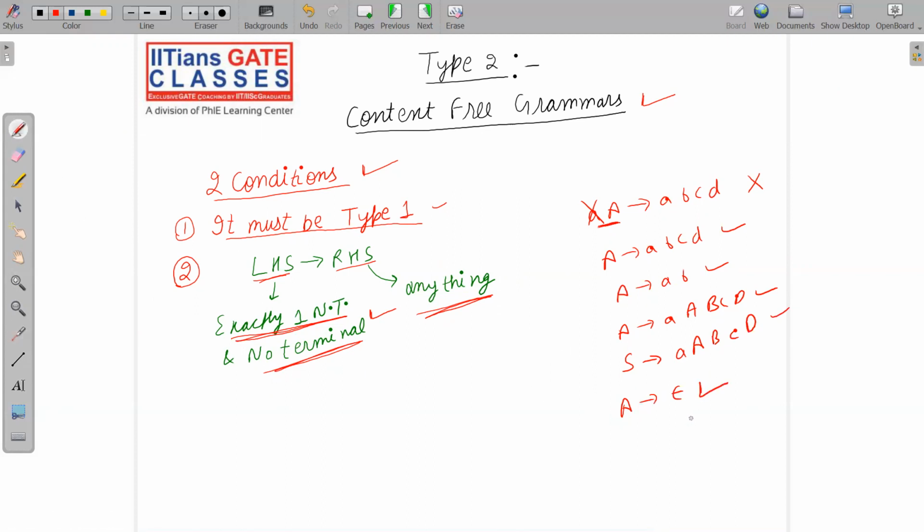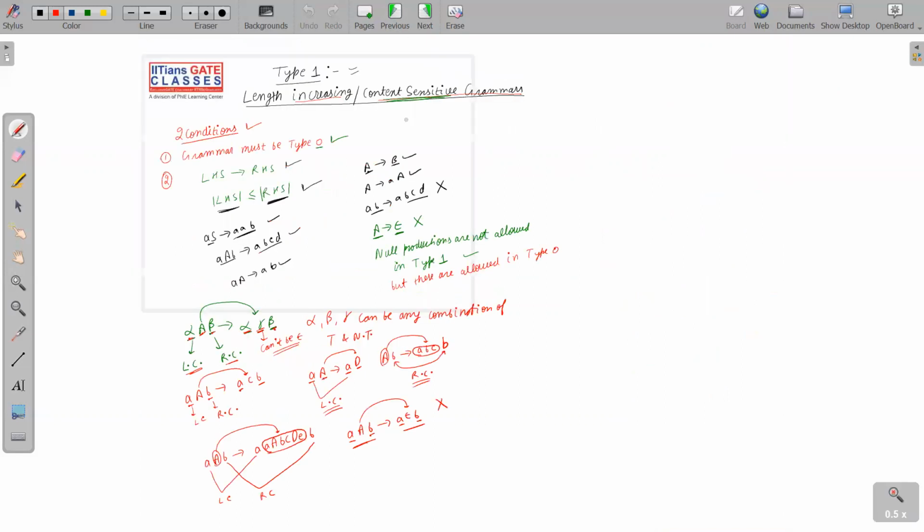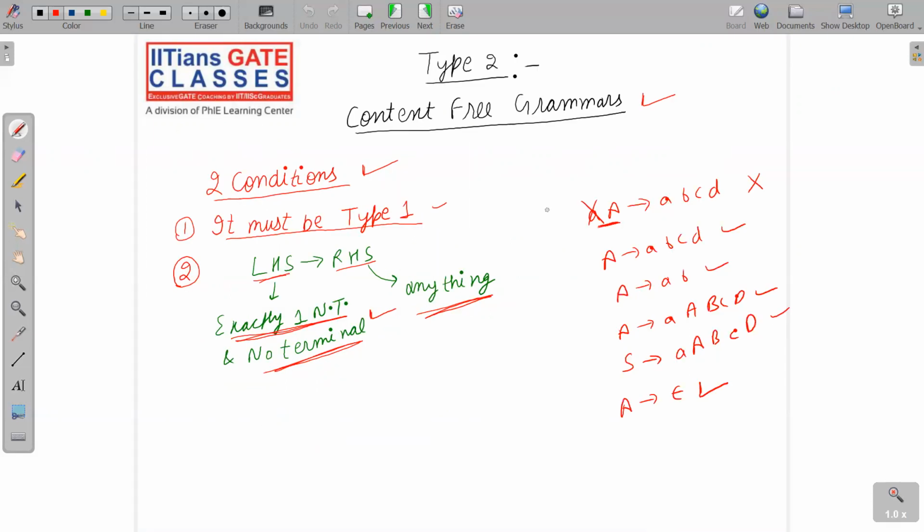A implies null is allowed in type 2, but it is not allowed in type 1. I have already said that null productions are not allowed in type 1, but these are allowed in type 0, and null productions are also allowed in type 2. So this is an exception. You have to remember this thing.